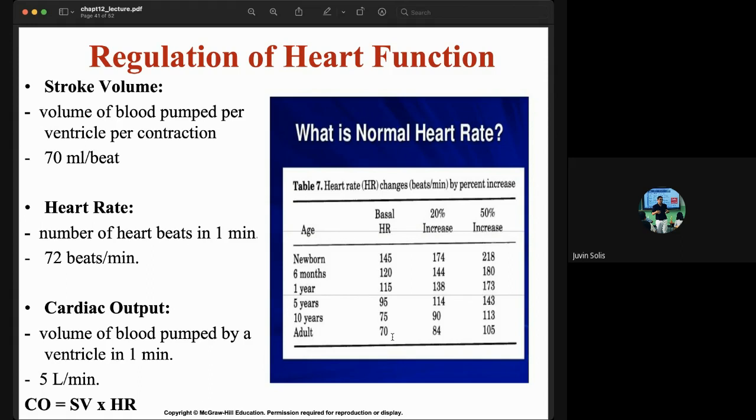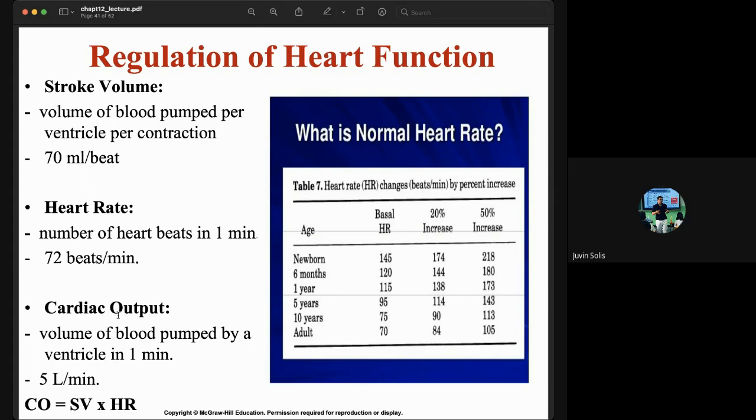You are considered adult already. So basically your base heart rate is 70, okay, or higher. But on a normal range, we usually get 60 to 90 or 60 to 80 beats per minute. Okay, so here it says that 72 beats per minute is the usual that we can get.